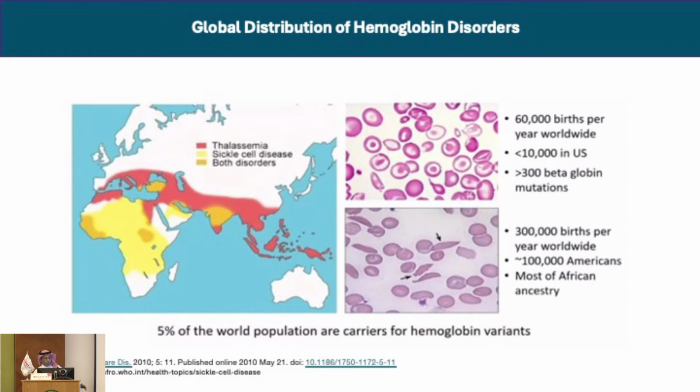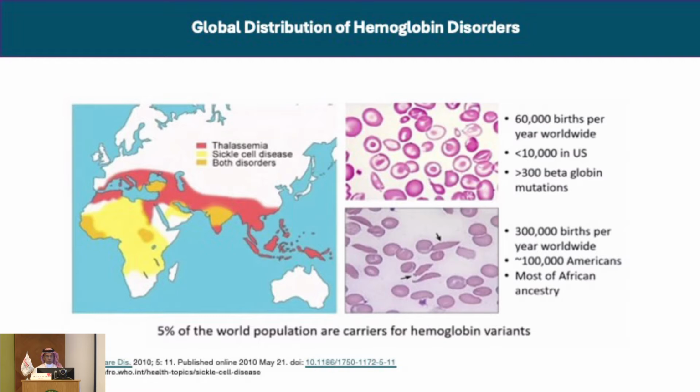Let me give you an idea about the magnitude of the problem of sickle cell and thalassemia around the world. As you can see, the distribution geographically extends from the Middle East, Southern Europe, and North Africa, and extends to parts of Asia and the Far East. This is true for thalassemia. And the disease is endemic in Africa. And again, all of these diseases are spread all over the world now.